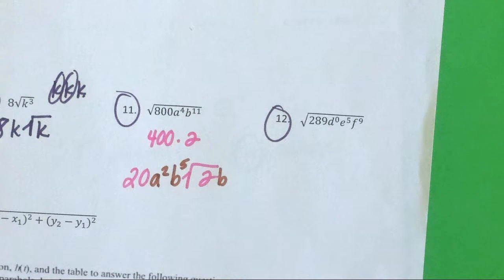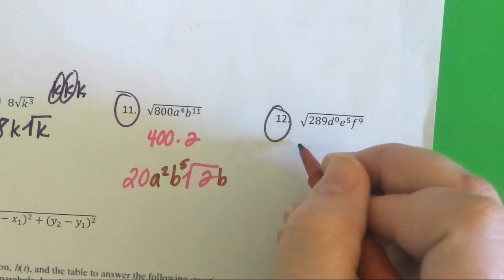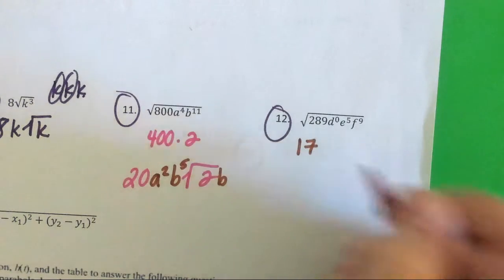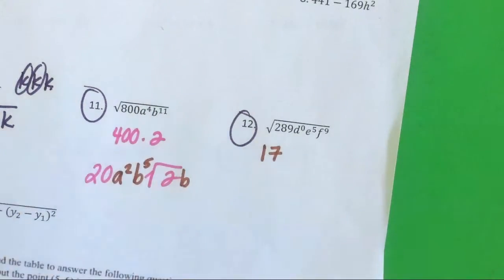I'll be really impressed if you know number 12. Yes, dear? 17. Yeah, so square root of 289 is actually a perfect square.